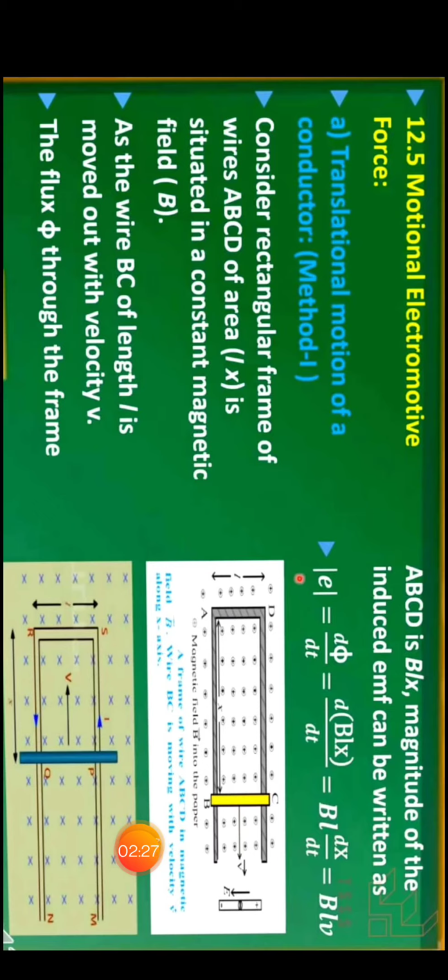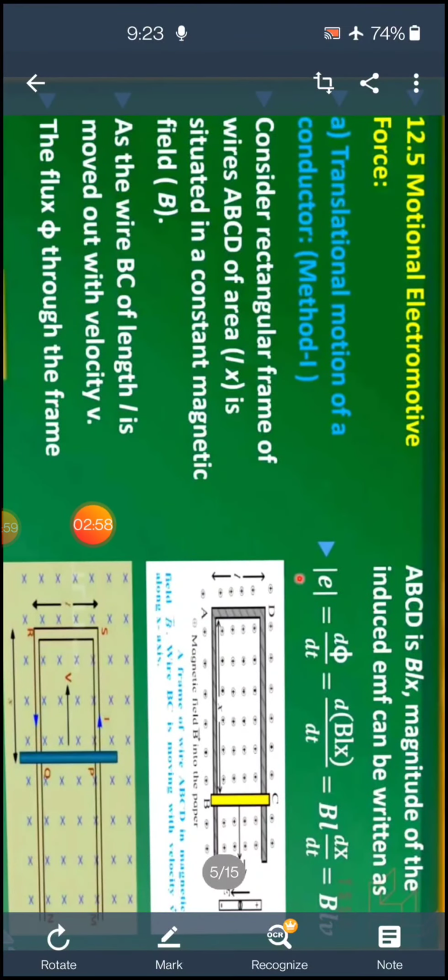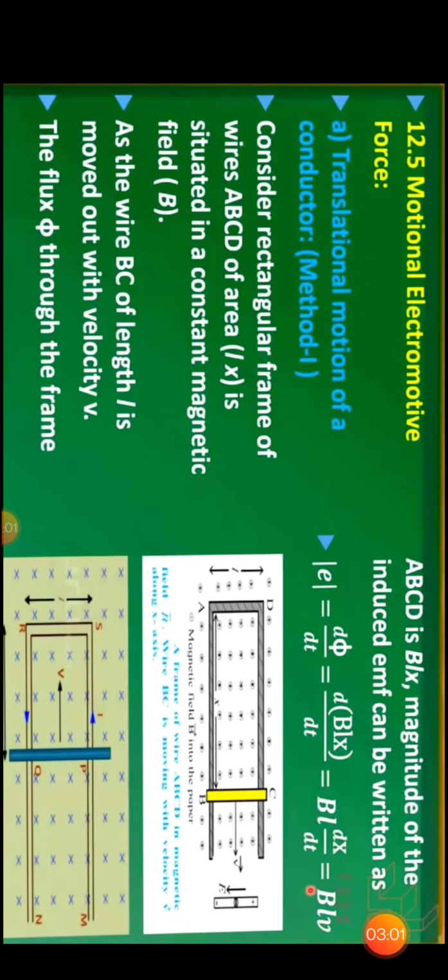A charge q is carried along the moving wire BC. It experiences the Lorentz force. It is given by F is equal to q (vector V cross vector B), which is perpendicular to V and B. It is as shown in figure.